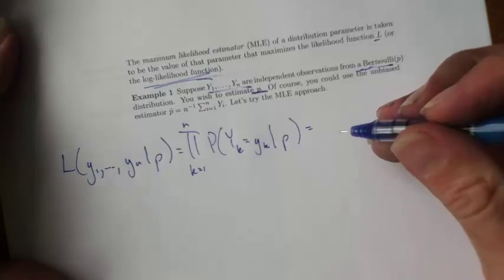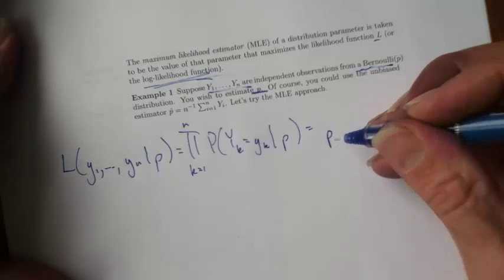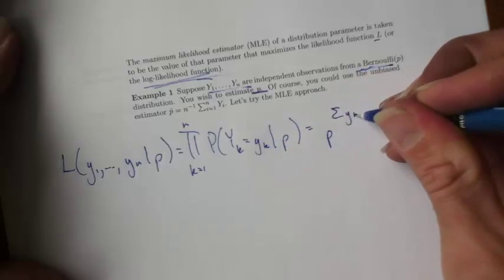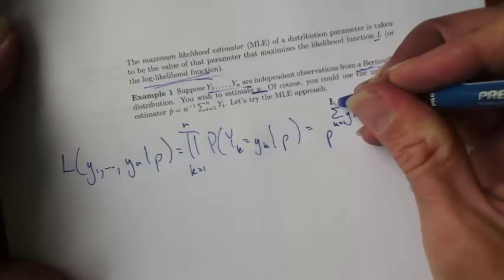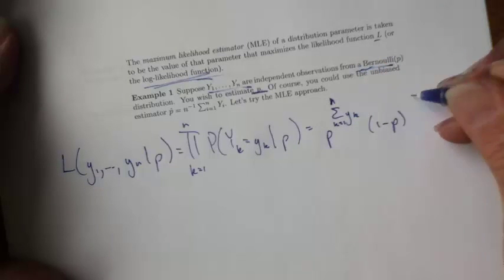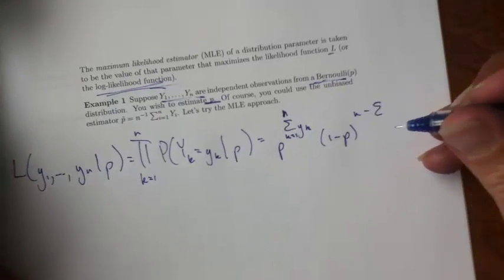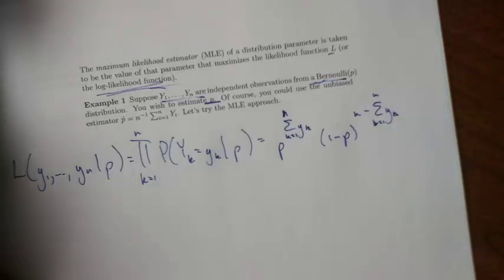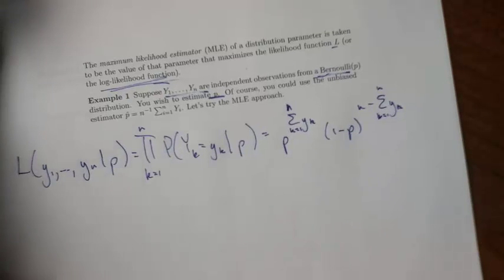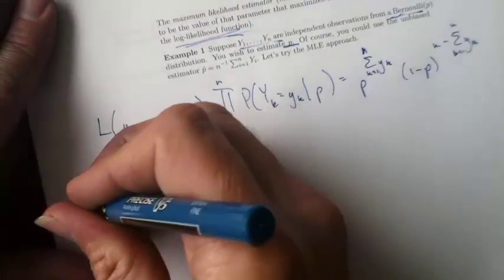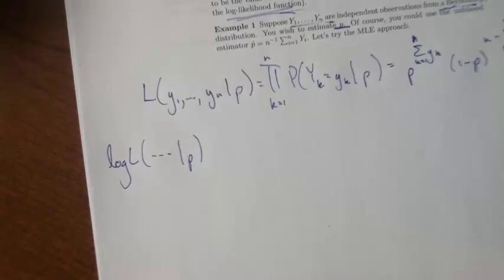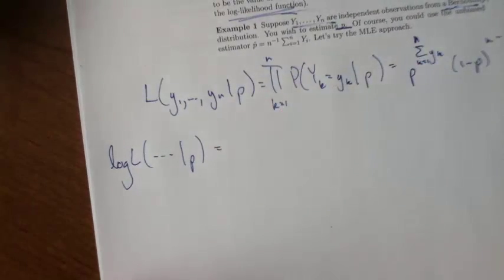And all this was on that other page, but this is just going to be P raised to however many of these y's are 1s, which is just the sum of the yk, k equals 1 to n, and then times 1 minus P raised to n minus the sum of those yk, k equals 1 to n. Okay? Now, I'm going to take the log of this likelihood function and then differentiate that. Please let me write it like that. I'm just going to take the log of all that stuff.